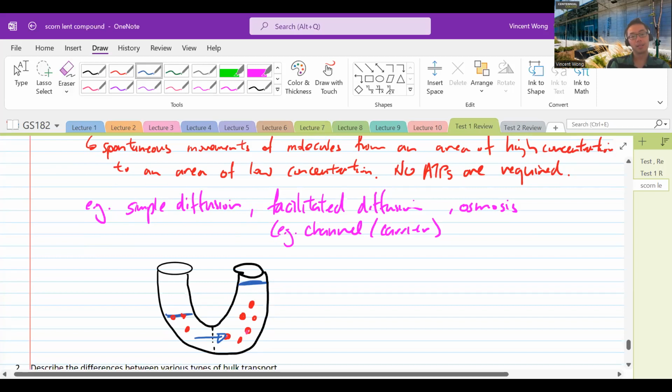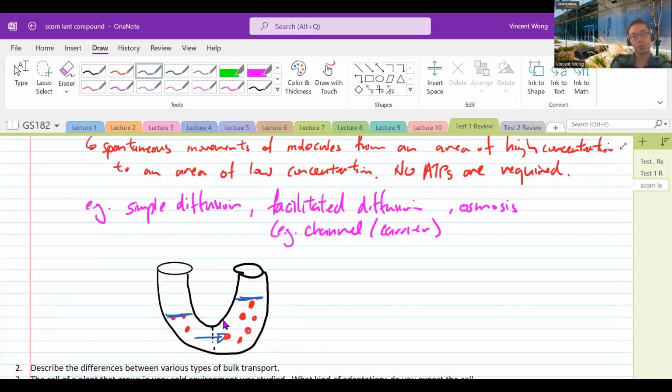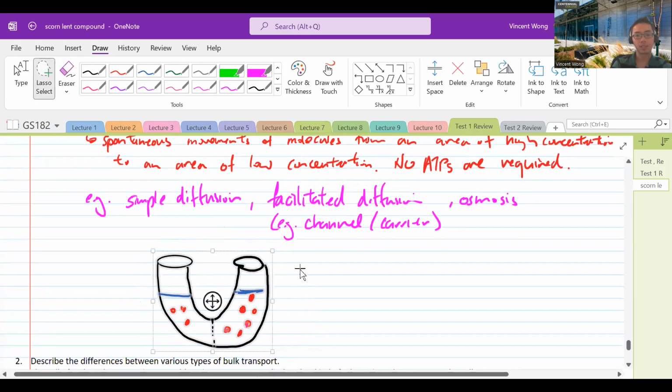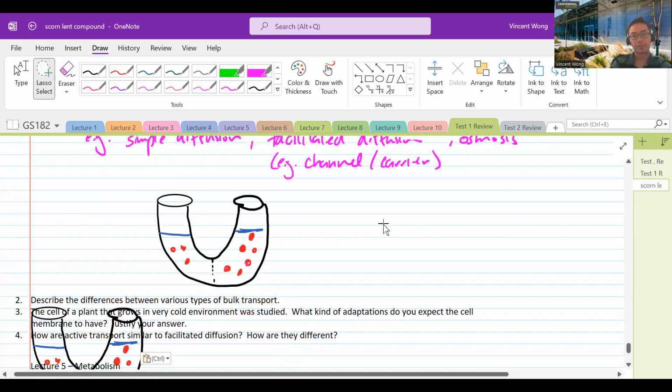Okay, let me just explain this one more time in case you weren't paying attention, because you probably will see a question like this on the test.